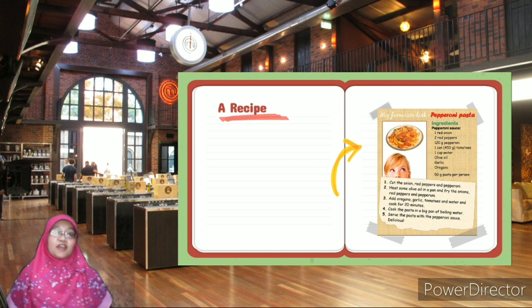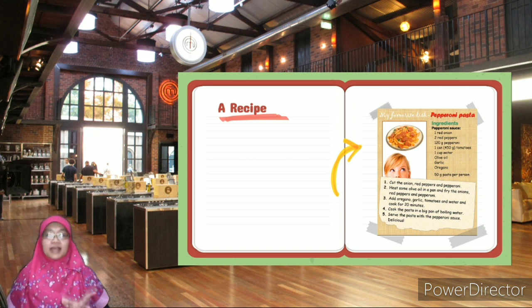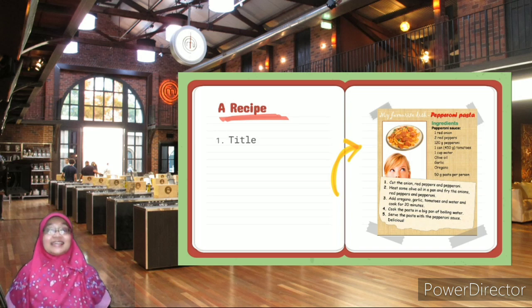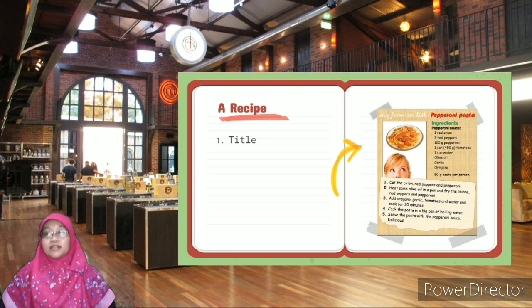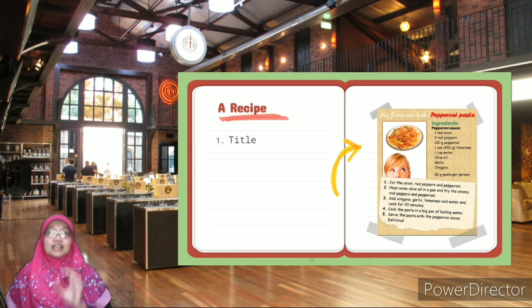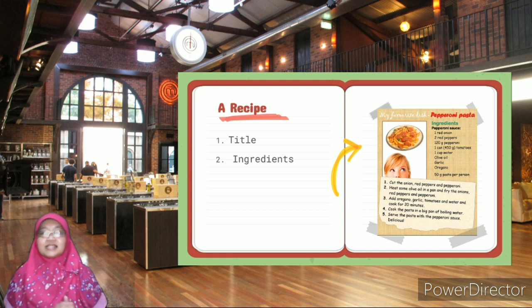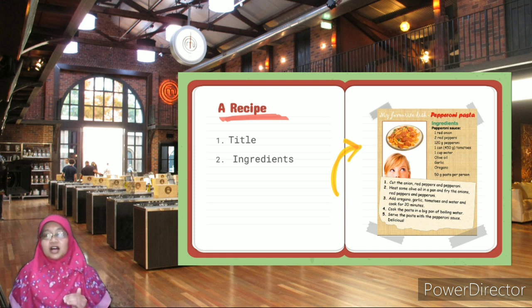And in a recipe, there are three things that we have to pay attention to, or we can say that there should be in a recipe. So, the first one is the title. The title of the recipe is the pepperoni pasta. So that means that the recipe is about how to cook the pepperoni pasta. Next is the ingredients. The ingredients mean the materials that should be included when we want to cook something.